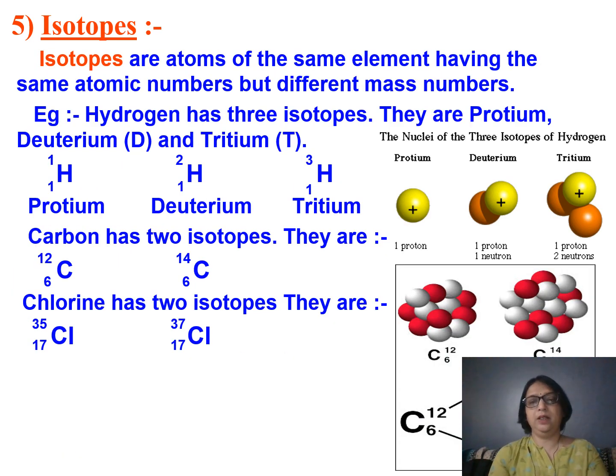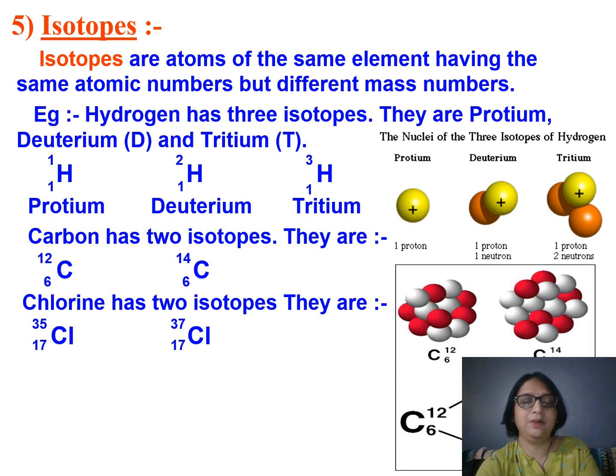Again, we will learn one more topic, that is isotopes. Isotopes are atoms of the same element having the same atomic number but different mass numbers. For the same element with the same atomic number, the number of protons will be equal in all forms, but the number of neutrons will change. Here you can see the isotopes of hydrogen. Hydrogen has 3 isotopes: protium, deuterium and tritium.